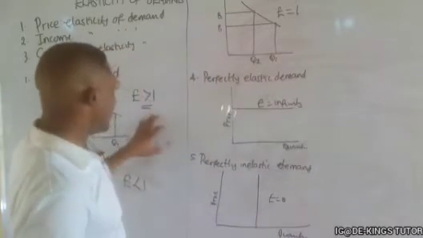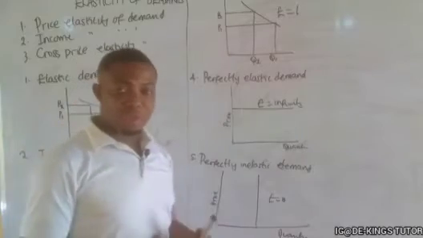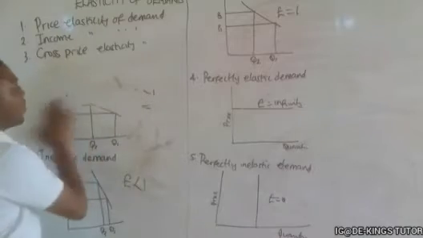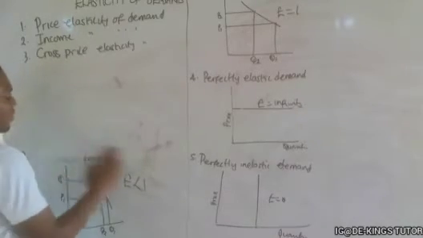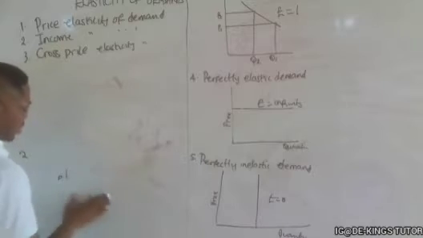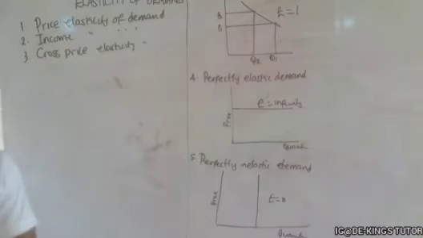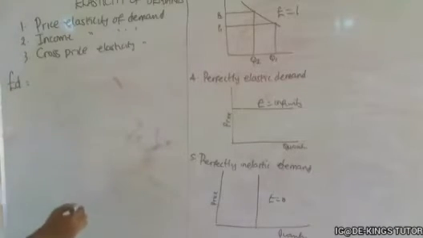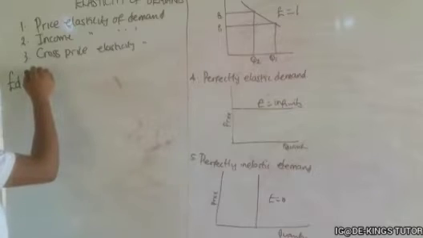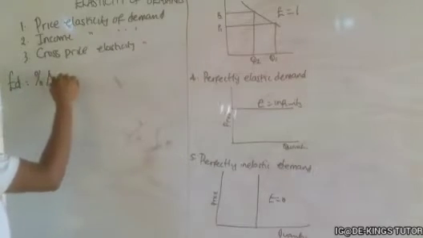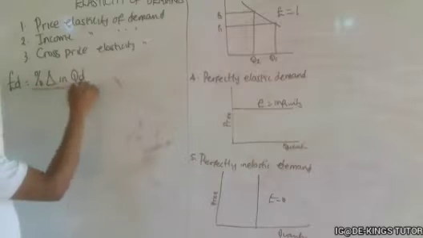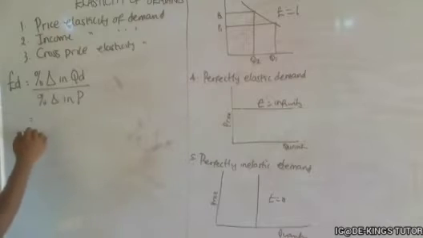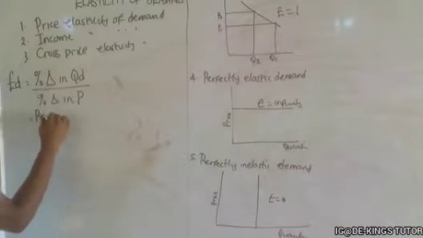We are going to see the measurement of price elasticity of demand, ranging from its formula. Now, how do we measure price elasticity of demand? Given its formula, mathematically, the elasticity of demand can be given as the percentage change in quantity demanded over the percentage change in price.